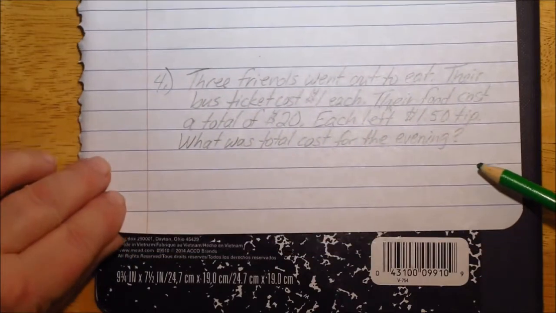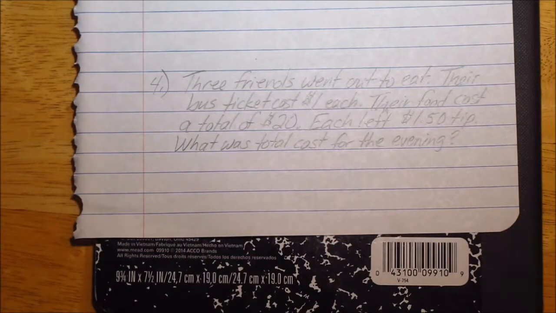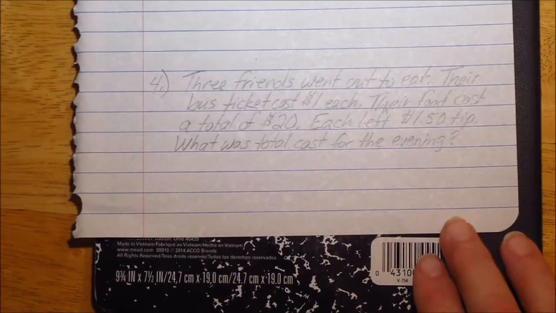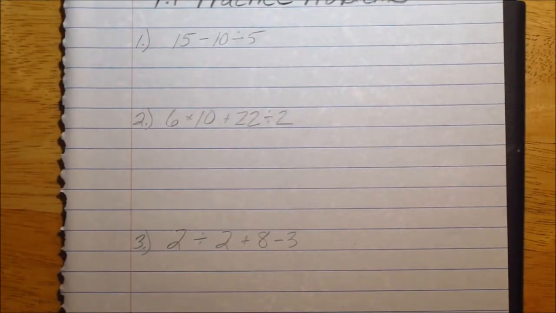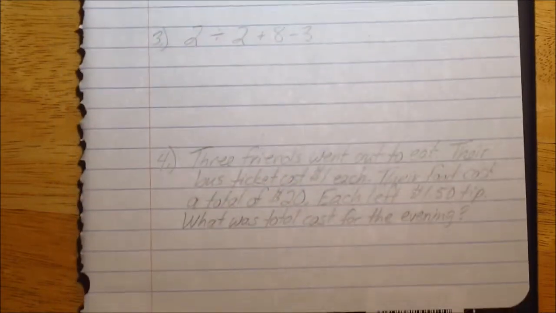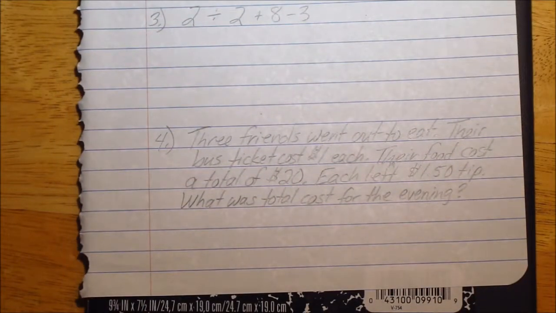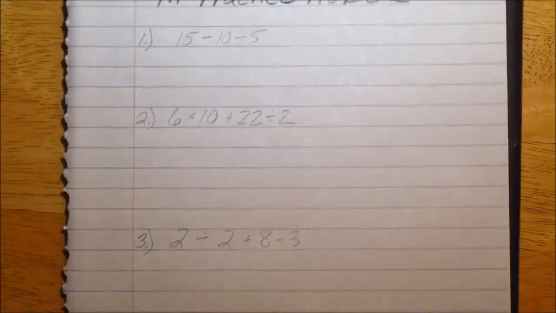And the last one is a word problem. It reads, 3 friends went out to eat. Their bus ticket cost $1 each. Their food cost a total of $20, and each left a $1.50 tip. What was the total cost for the evening? All right, so you might want to pause here. I'll show you again the first 3, and then the last one. Okay, so I'll show you how we work these problems.